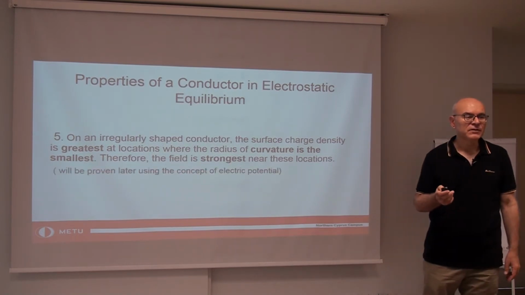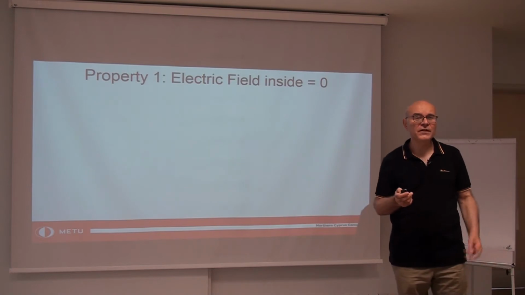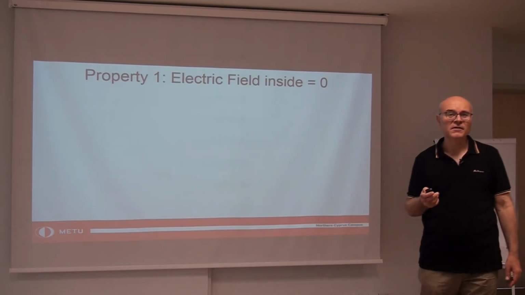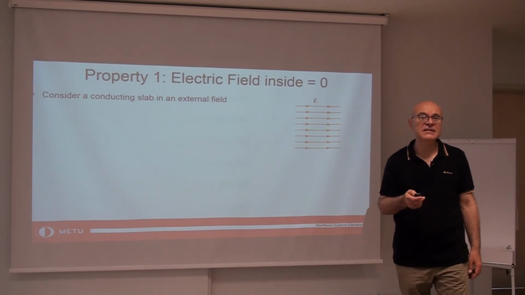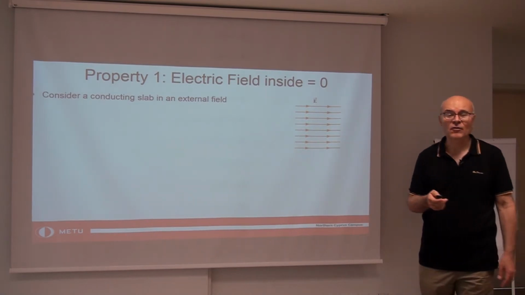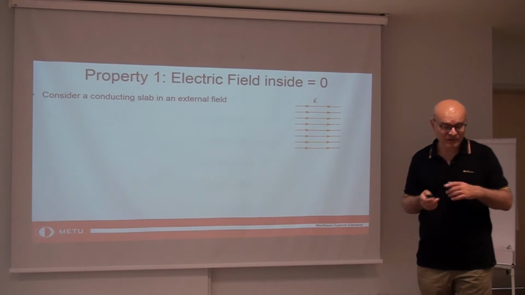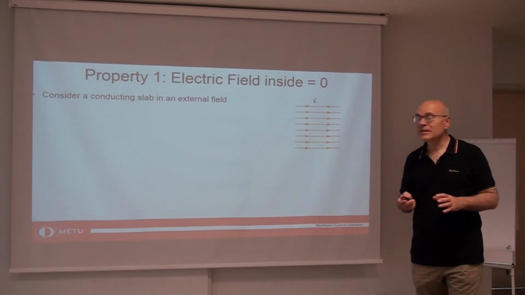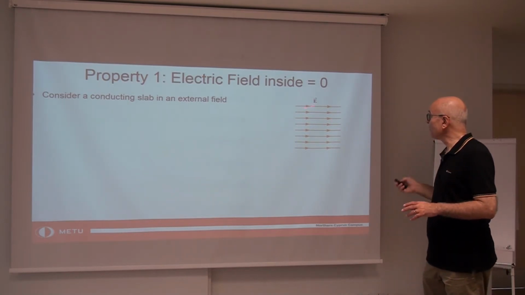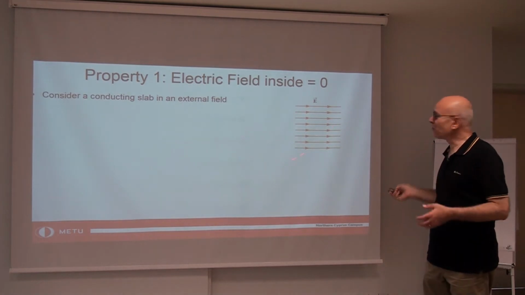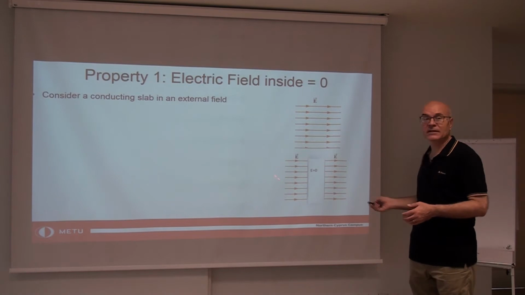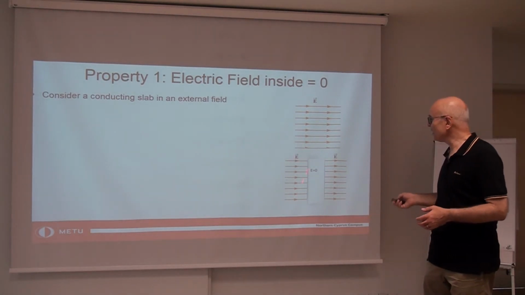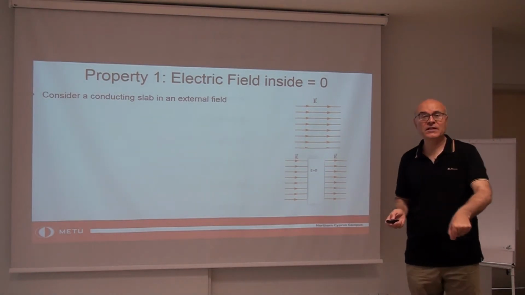So let's move to proving these properties one by one. Let's start with the first property, which is that the electric field inside the conductor is zero. To do this, let's consider a situation where I have an electric field, which might be a uniform electric field in some region in space, and then you bring a conducting slab, originally uncharged, and you put it in that electric field.